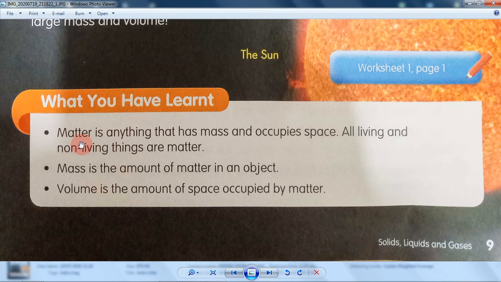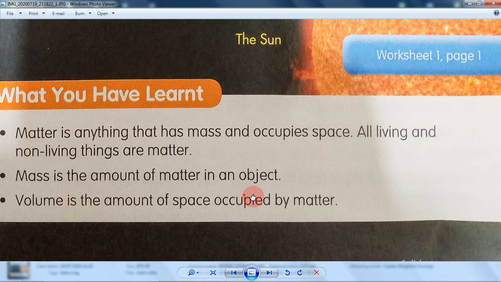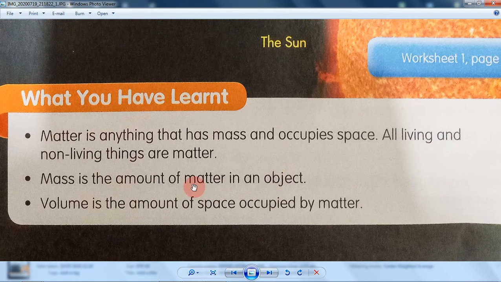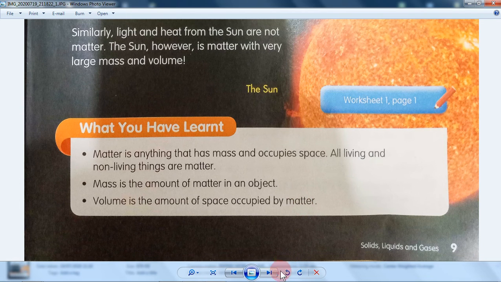Matter, I want to read it again so you guys will understand it. Matter is anything that has mass and occupies space. For example, a rock, we can call it matter too. And humans and animals, all of the living things are matter because they occupy space and have mass. Mass is the amount of matter in an object. So if there's a lot of matter in an object, we can measure it by using mass. Volume is the amount of space occupied by matter. Simple, right? And then we're going to continue.